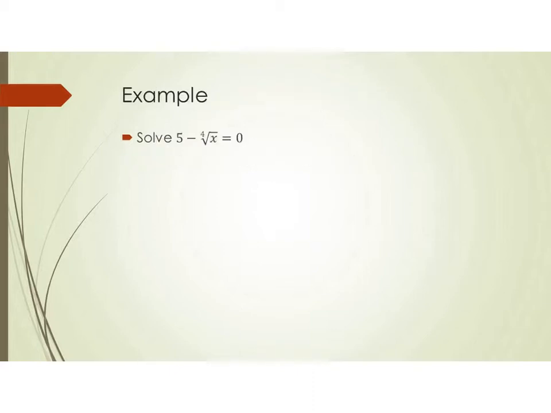For instance, 5 minus the fourth root of x equals 0. So we need to get the fourth root of x by itself. I'm actually going to add the fourth root of x because I really want a positive fourth root of x, and so you could subtract the 5 and then multiply both sides by -1. So this is 5 equals the fourth root of x.